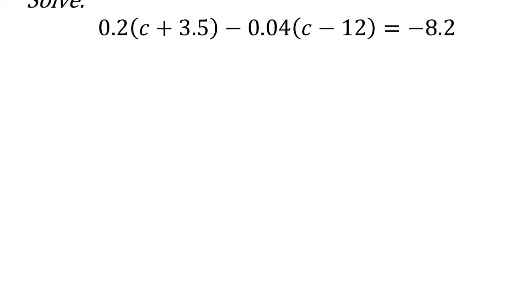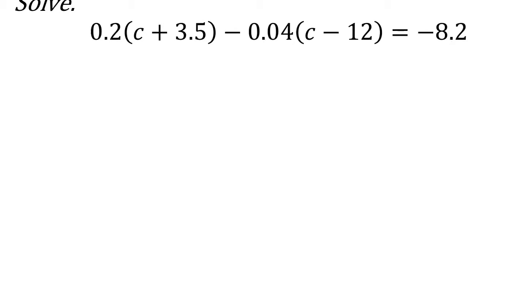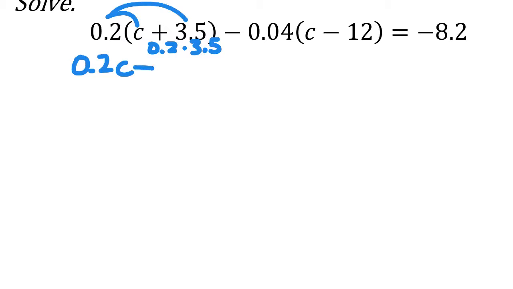So to start this one off, this one we do need distribution. So let's start with that. So I got this 0.2. We're only distributing it into this set of parentheses. So it's 0.2 times c. That's just 0.2c. Now this next one is 0.2 times 3.5. So again, I would just put this in the calculator. 0.2 times 3.5, which gives me 0.7. Now that's a positive 0.7, so I keep it as plus 0.7.